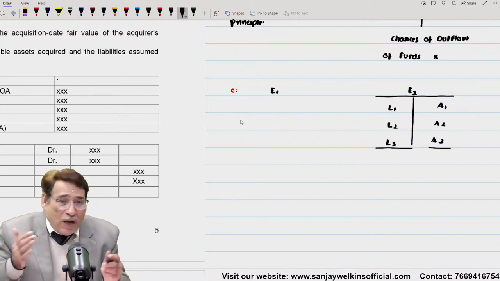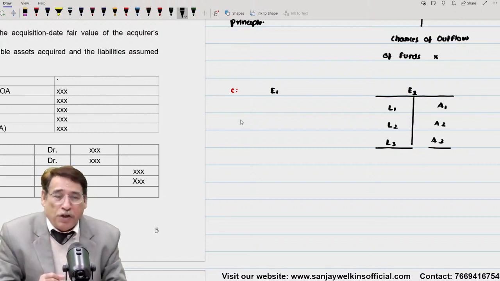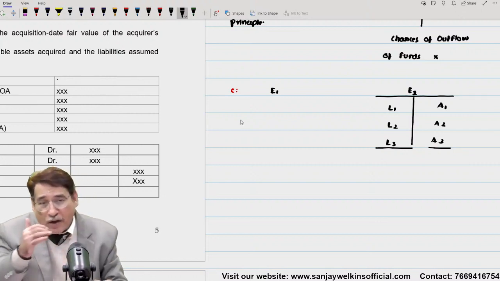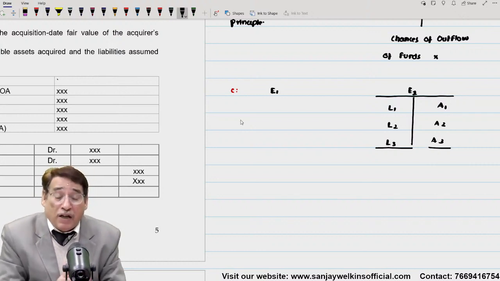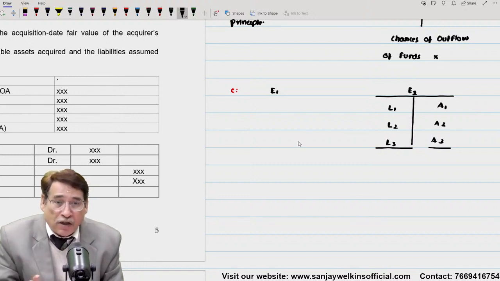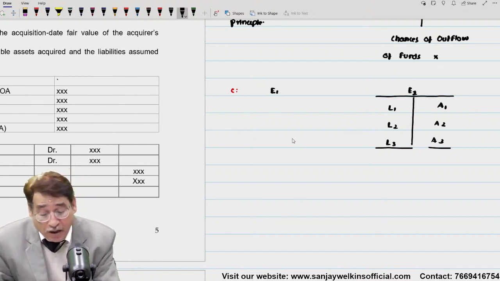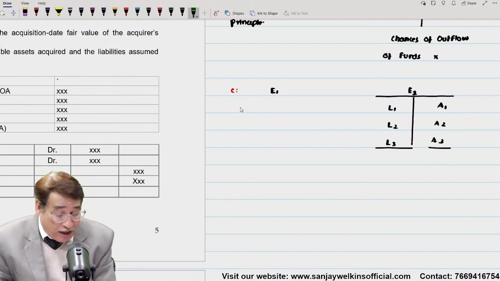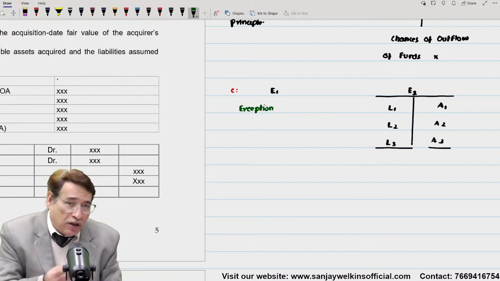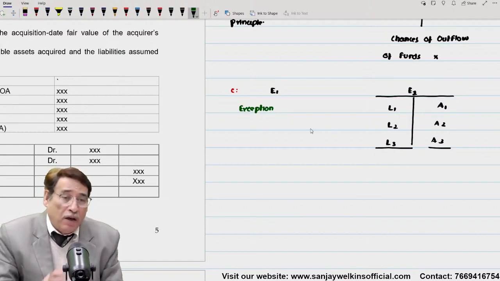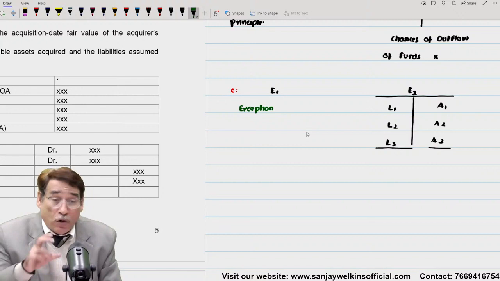If some items appearing in the balance sheet of the acquiring company are recorded but not at fair value, then it becomes an exception to measurement. It is a case of exception to measurement, because here we are differing from the measurement rules. Generally all the assets and liabilities appearing in the books of the acquiring company have to be recorded at fair value, but we are not measuring them at fair value.